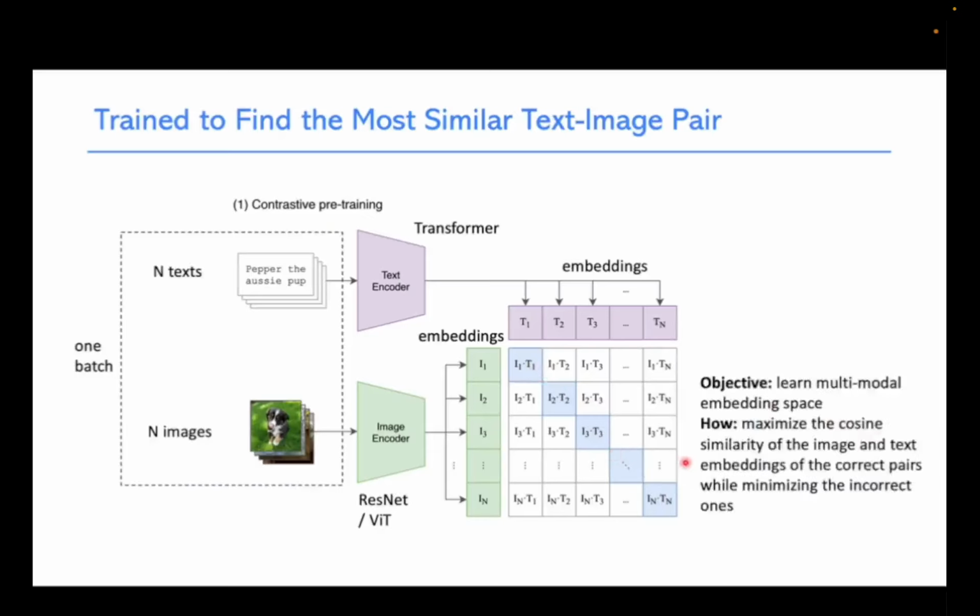So our objective is we want to learn the weightings. We want to construct the text encoder and image encoder that can construct the embedding to maximize the cosine similarity of the image and text embedding of the correct pairs, while minimizing the incorrect ones. By doing so, we can create the text encoder and image encoder that can encode those texts and images into the same latent space. That is the training process.